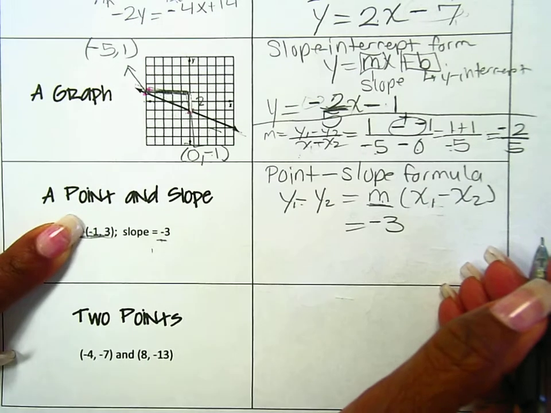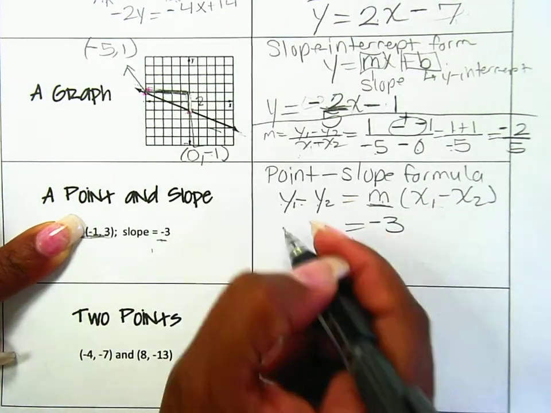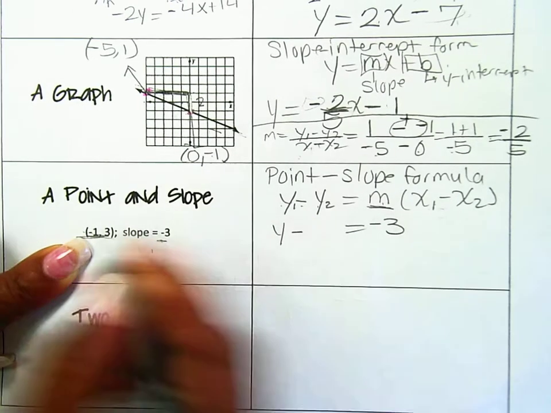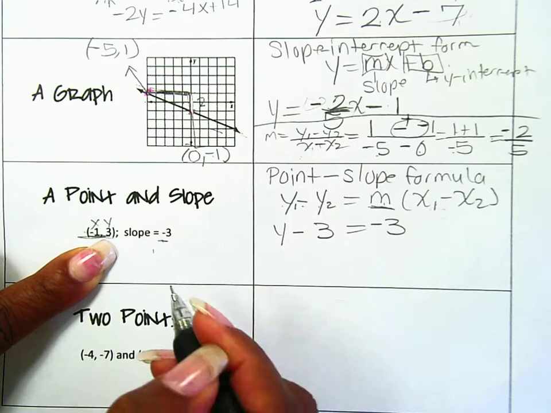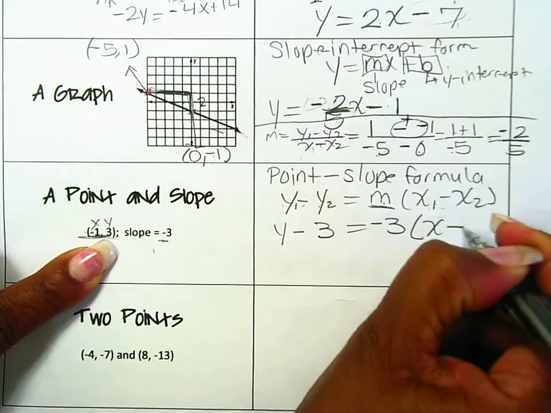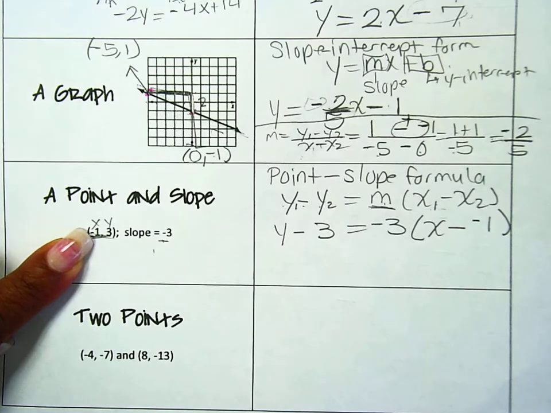They gave me 1 point. So yes, I'm going to write the variable first, y. So I'm going to have y minus, this is x, that's y. So I'm going to say y minus 3. Over here, I'm going to say x minus -1. Okay? I'm just substituting in.